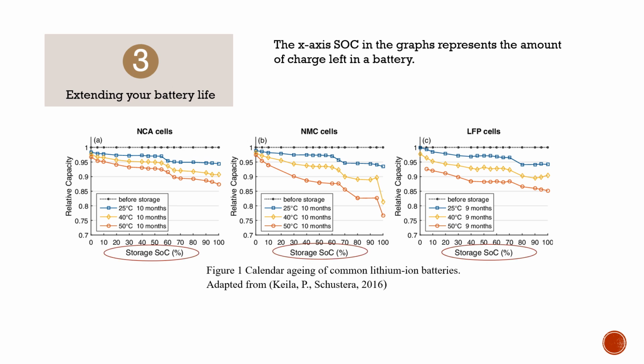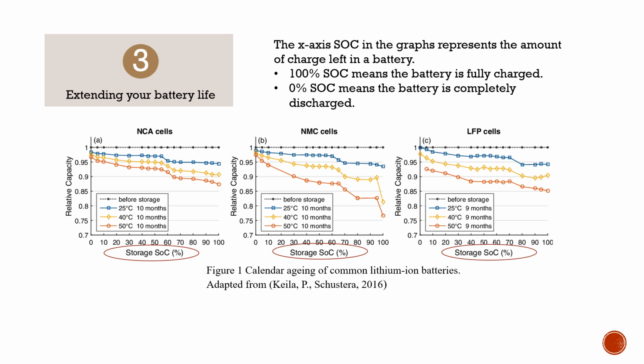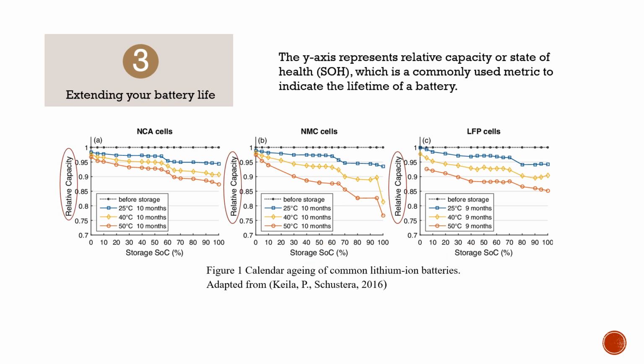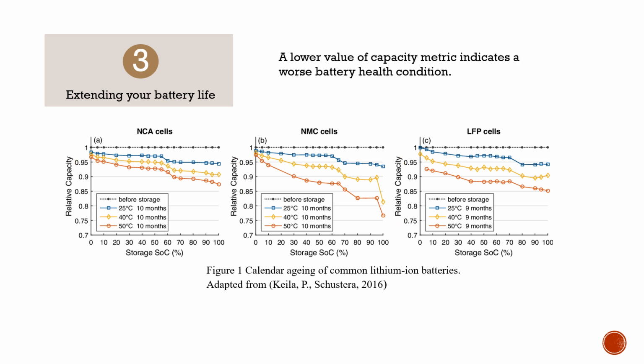The x-axis, SOC, in these graphs represents the amount of charge left in a battery. 100% means the battery is fully charged. By contrast, 0% SOC means the battery is completely discharged. The y-axis represents capacity, which is a very commonly used metric to indicate the lifetime of a battery. So a lower capacity value indicates a worse battery health condition.